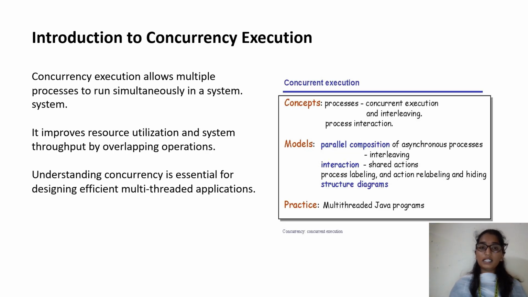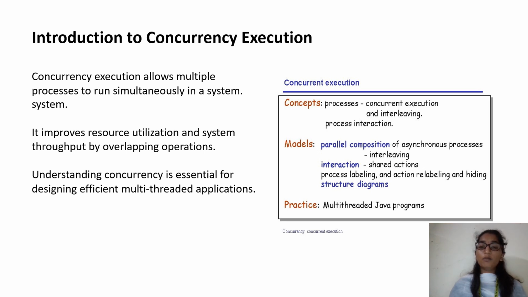Introduction to concurrency execution. Concurrency execution allows multiple processes to run simultaneously in a system. It improves resource utilization and system throughput by overlapping operations. Understanding concurrency is essential for designing efficient multi-threaded applications. Here concurrent execution means process concurrent execution and interleaving.